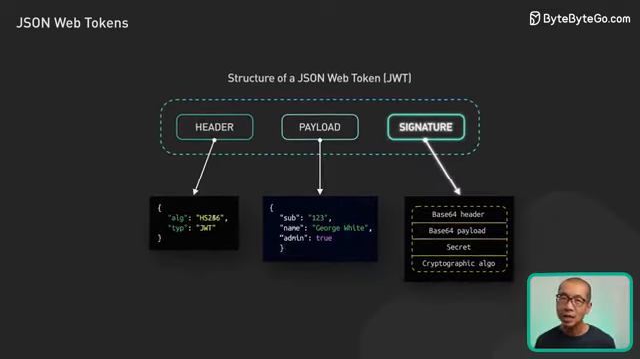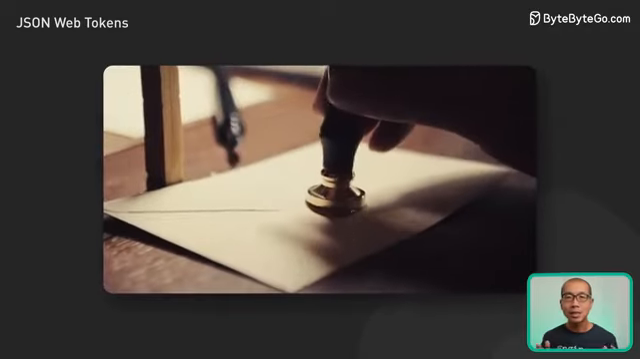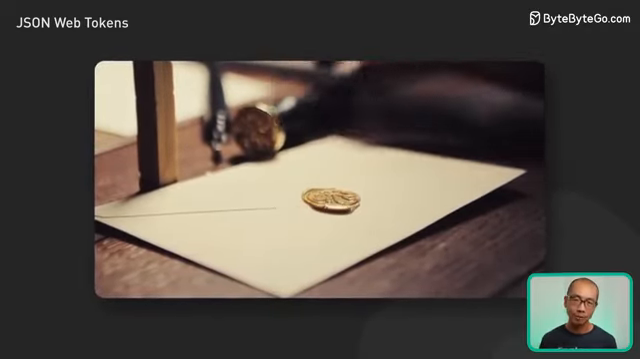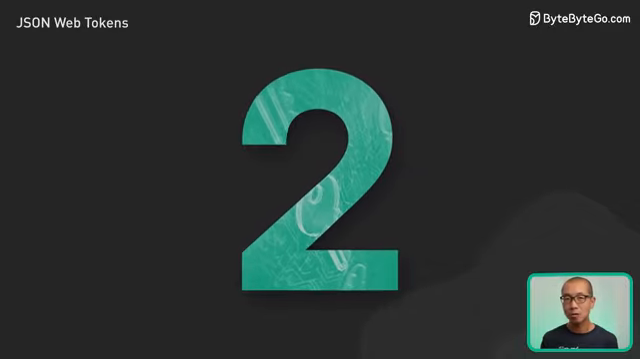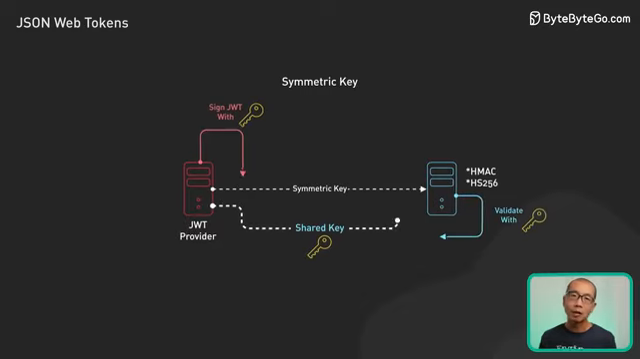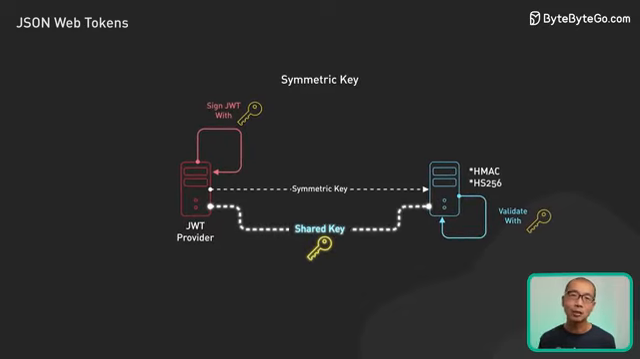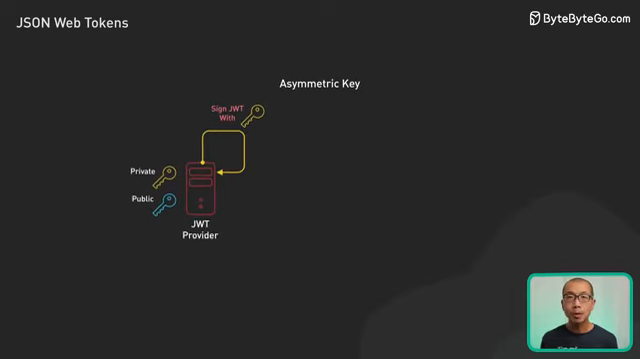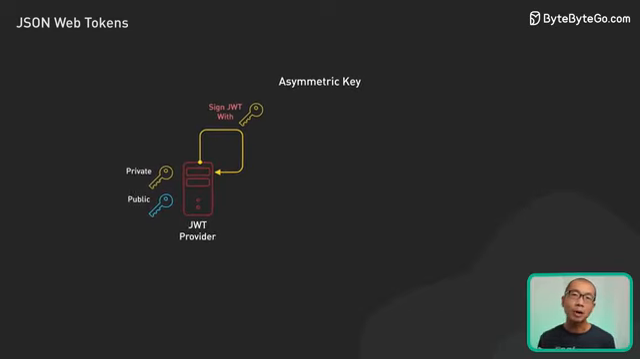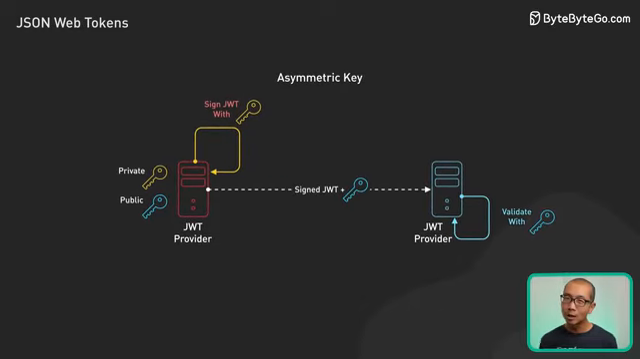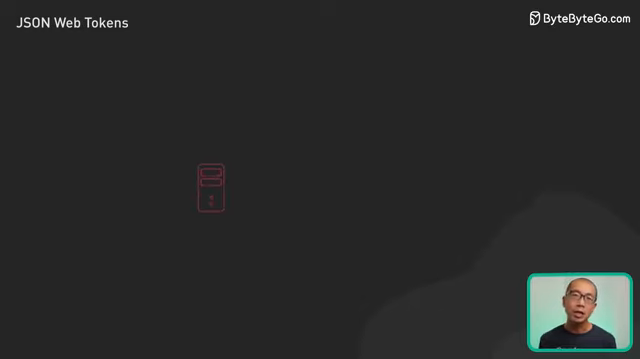Let's talk about signing these tokens. Signing is like sealing an envelope with a wax stamp to ensure it hasn't been tampered with. There are two main types of signing algorithms. Symmetric algorithms, like HMAC SHA-256, use a shared secret key for both signing and verification. Asymmetric algorithms, such as RSA, use a public-private key pair where the private key signs the token and the public key verifies it. When choosing an algorithm, consider your needs.